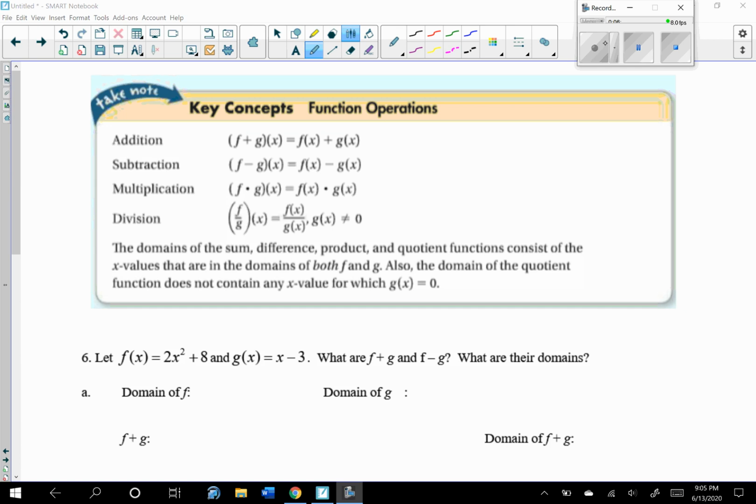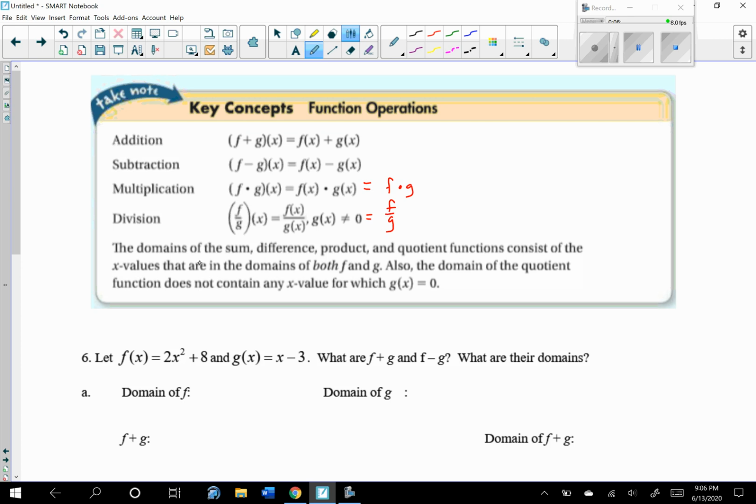We have addition of functions, and this is just a notation that you might see it written. Subtraction, multiplication. Sometimes multiplication doesn't have the x in front of it. You might just see f times g. And then we also have division. So f divided by g of x and f of x over g of x. Of course, g of x cannot be equal to 0. Sometimes you might also just see f divided by g. So again, that's dividing the functions.